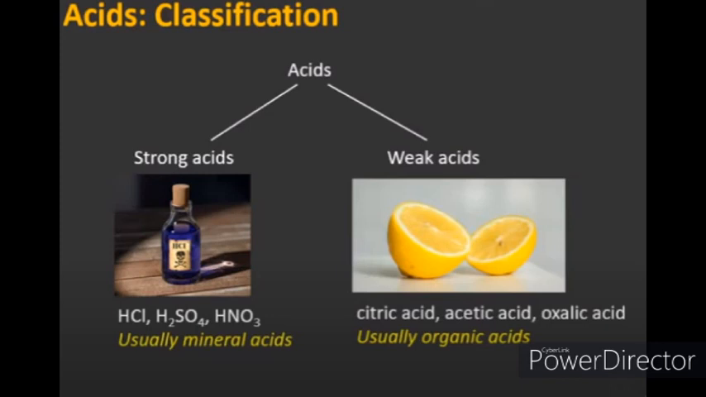Most of the mineral acids that we have, like hydrochloric acid, sulfuric acid, nitric acid, are all considered strong acids, as they all dissociate completely into ions in water solution. Whereas citric acid, acetic acid, oxalic acid, which are organic acids, do not completely dissociate into ions in water solution. So they come under weak acids.